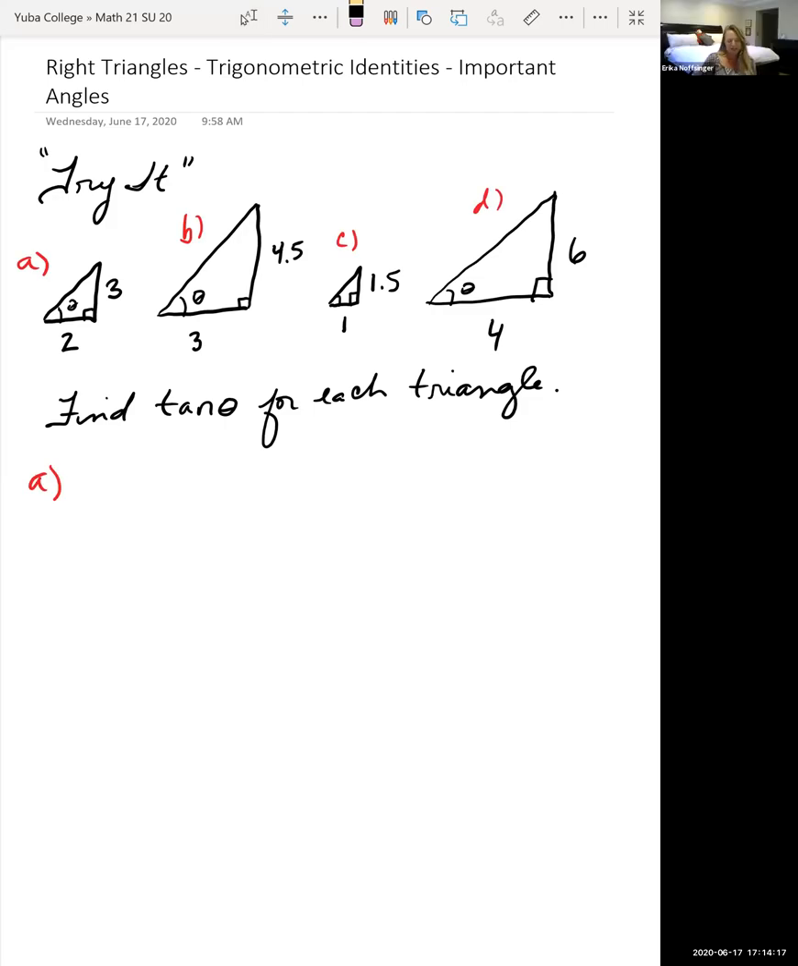So we're just starting class with a quick try it, and then we'll talk about it.